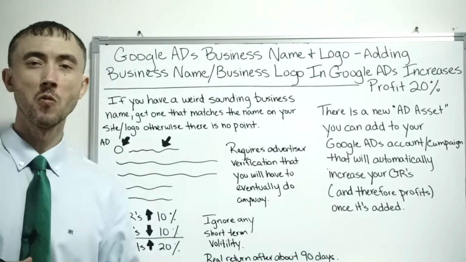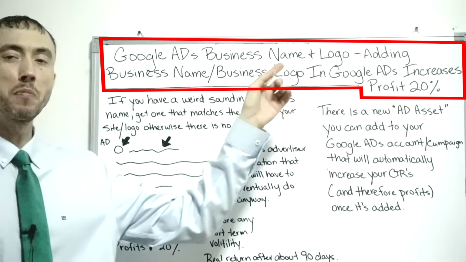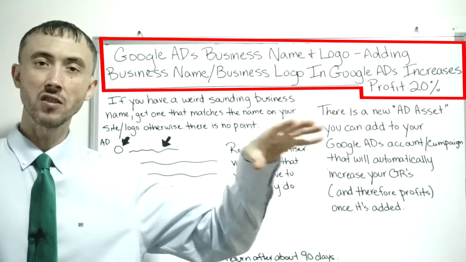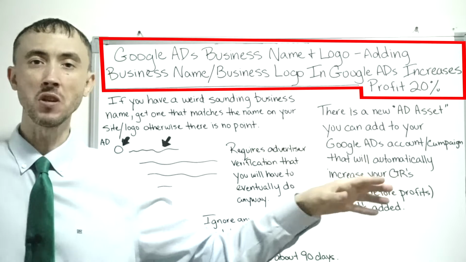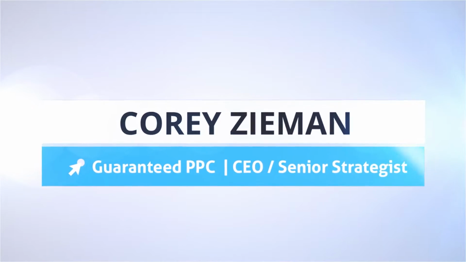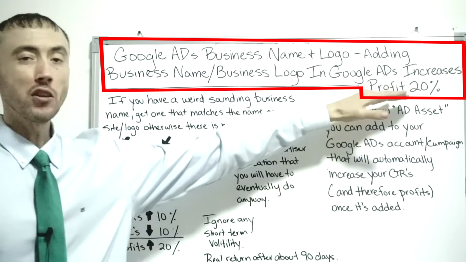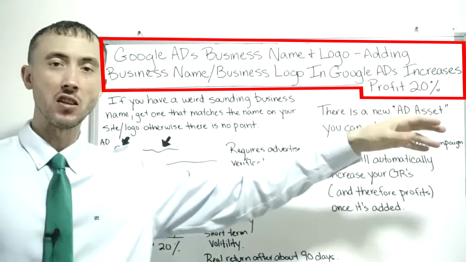Okay, today's video, we're going to talk about the Google Ads business name and business logo assets that you can add to your account, or some people still call them ad extensions. That's what they used to be called. To get an extra 20% more profit from your advertising account as it exists right now.